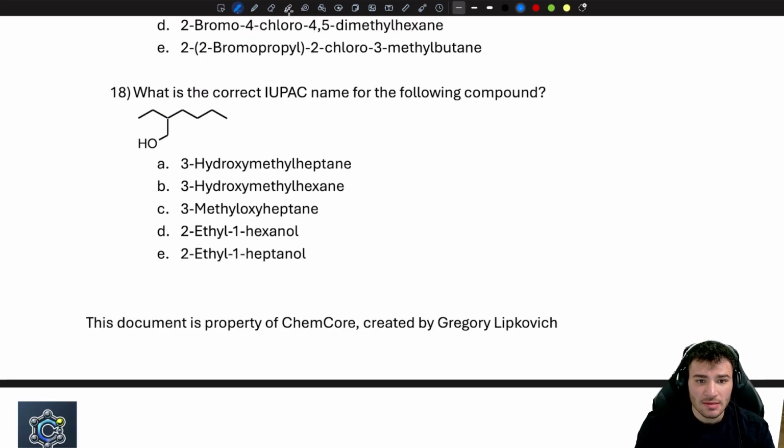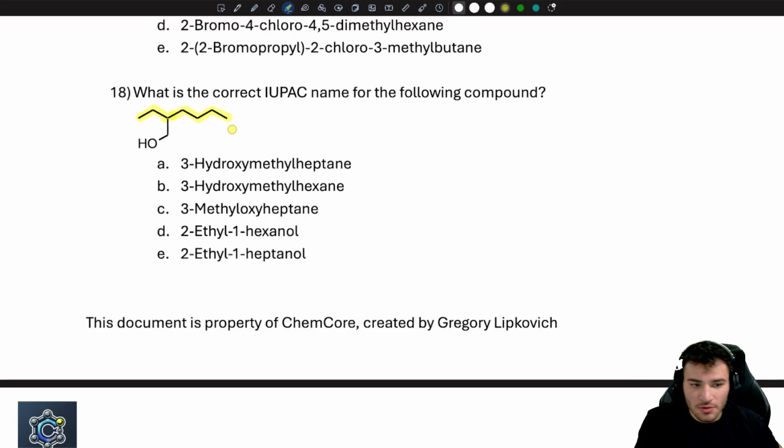Question 18 is very similar in concept to one of the questions that I asked earlier. What is the correct IUPAC name for the following compound? I want you to realize that choosing the parent chain might have a little bit of difficulty. We know it starts from here, but which direction do we go in? Do we go this side, where we end up with fewer carbons, or do we go with this side? We end up with more carbons.